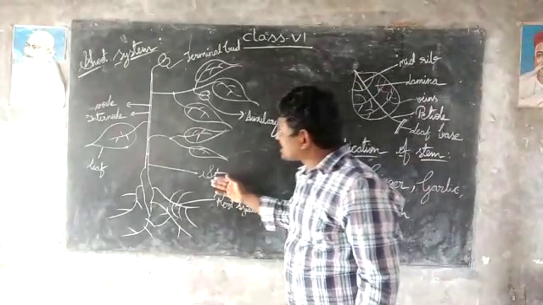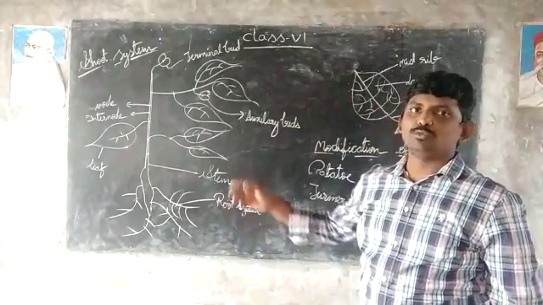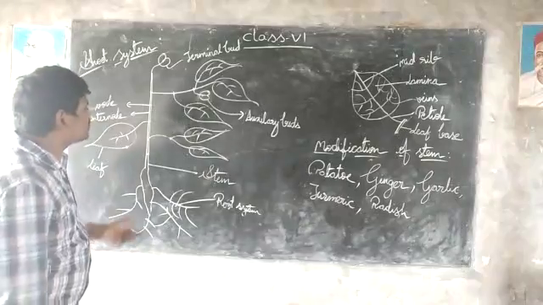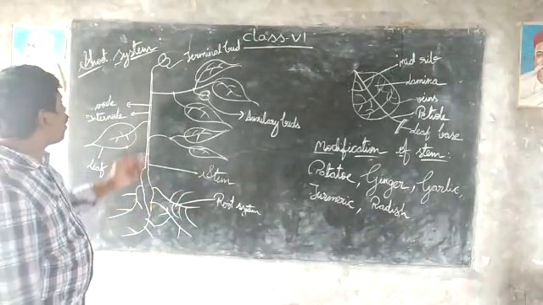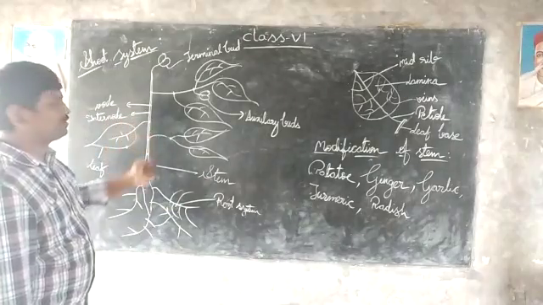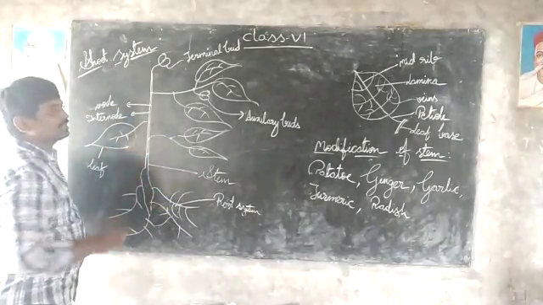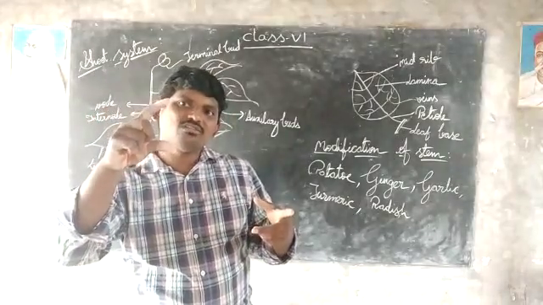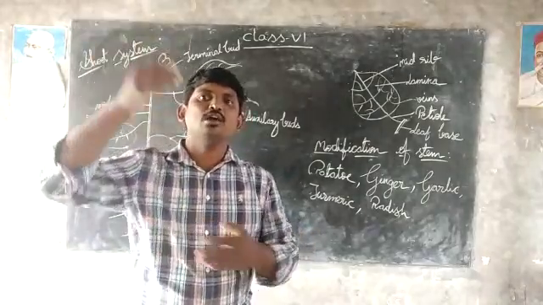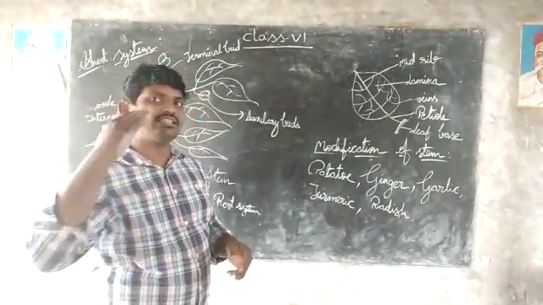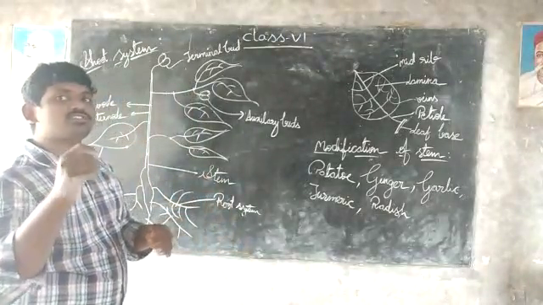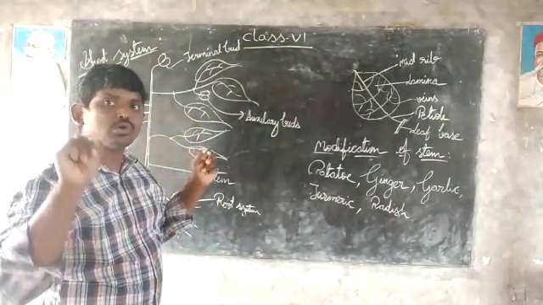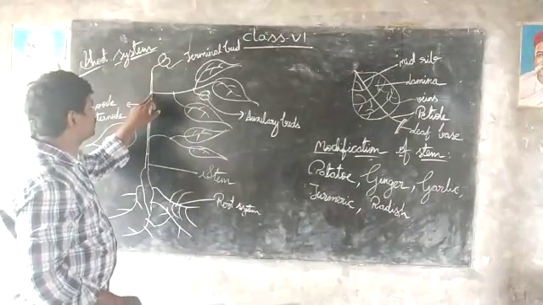This stem contains many parts. What are they? Let us go and see. First of all, the stem contains nodes and internodes. If you observe sugar cane, you can observe ridges, no? In between the sugar cane you can observe ridges. Such kind of structures you can observe on the stem of a plant also. Those ridges are called nodes.